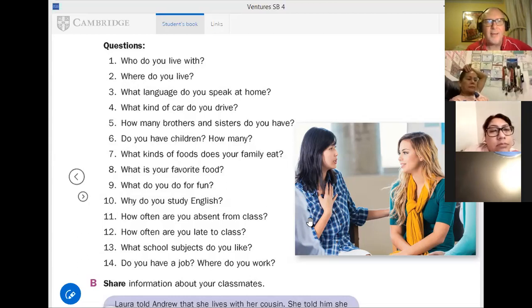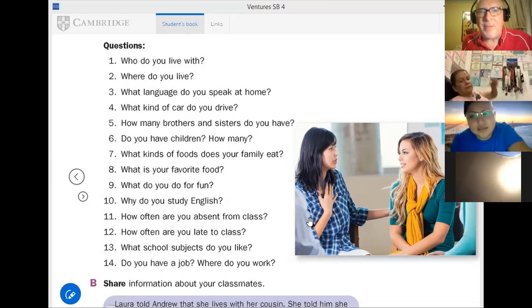Let's see. Number 7. David, please ask me number 7. What kind of food does your family eat? My family usually eats Japanese food. So what can you say? The teacher said that his family ate Japanese food. Right.